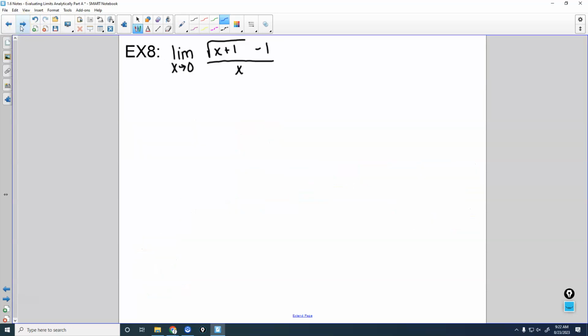So, here is a limit with a square root. I didn't do it on one of the last problems, but if I do direct substitution, I got 0 plus 1 minus 1 over 0. That gives me the square root of 1 minus 1 over 0. I'm getting 0 over 0.